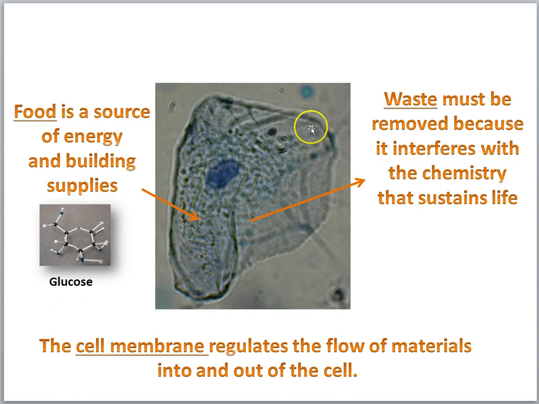Now, the cell membrane then is an important structure in this regard. The cell membrane regulates the flow of materials into and out of the cell. For example, food has to enter the cell across the cell membrane. And why is that important for a cell? Well, food is a source of energy and also building supplies.